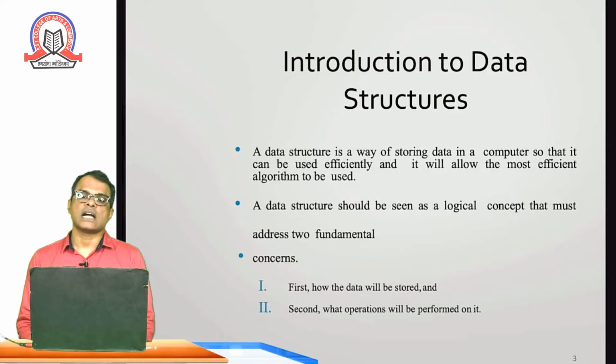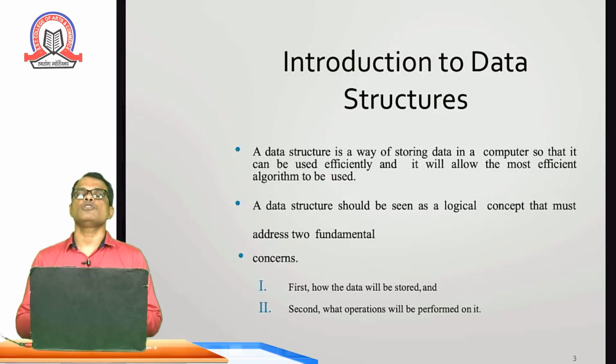So first let's start with the introduction. A data structure is a way of storing data in a computer so that it can be used efficiently, and it will allow the most efficient algorithm to be used. A data structure should be seen as a logical concept that must address two fundamentals. There are two fundamental concerns with a data structure. The first is how the data will be stored, and second, how operations will be performed on it.